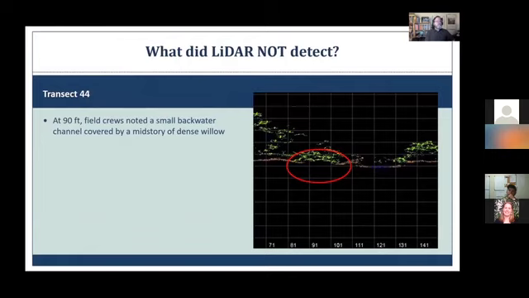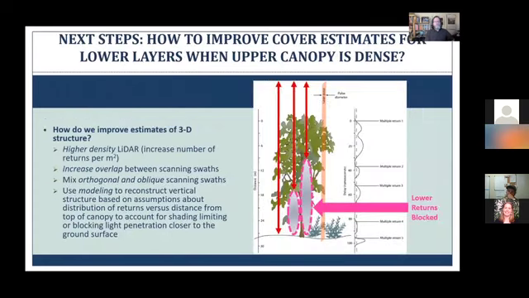Here's the case where the oval highlights the area where there's a dense willow thicket that apparently obscured and prevented the LiDAR from picking up a backwater channel. So what do we do about this? How do we improve? For an overall canopy cover estimate, we're doing pretty good. But where we want finer vertical detail of the structure, we have some challenges.